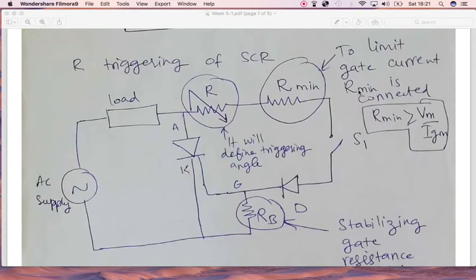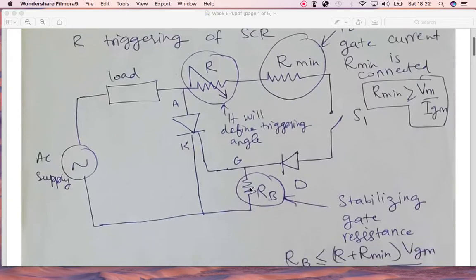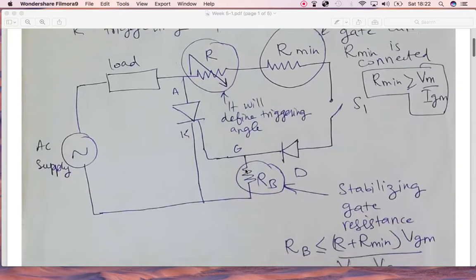So it will be limiting the gate current, and its value is Rmin, which is greater than or equal to the maximum voltage of the supply divided by the maximum gate current which is required to turn on that SCR. And then we have the variable resistance which will be defining the triggering angle, and we will see it later when we see the waveforms of the R triggering of SCR. And this RB, as I told previously, is a kind of stabilizing resistance at the gate terminal, which is saving our gate from any harmful effects of instantaneous voltages and currents.